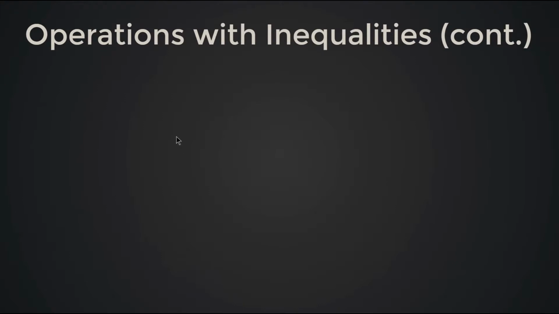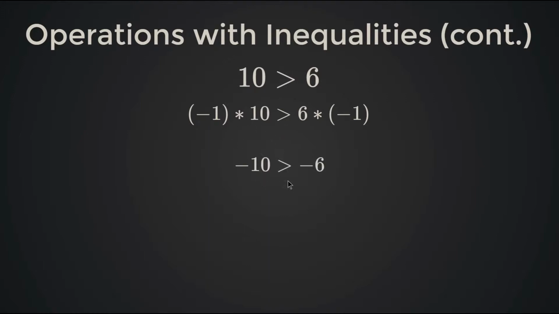Now, it's always a good idea to dive deeper and fully understand why we must flip the direction of the sign instead of just blindly doing it. So let's take an inequality that we obviously know is true. 10 is greater than 6. Now if we multiply both sides by, let's say, a -1, you'd get -10 is greater than -6, which we know is a false statement. However, if we flip the sign, we can see that this inequality is now true.